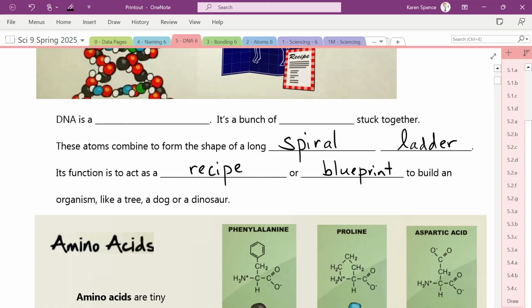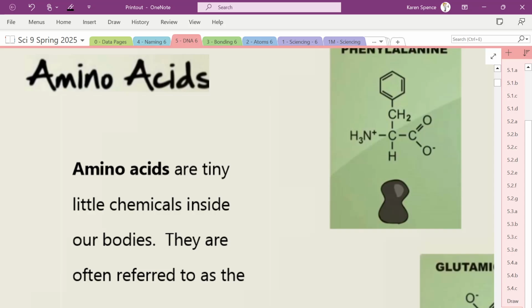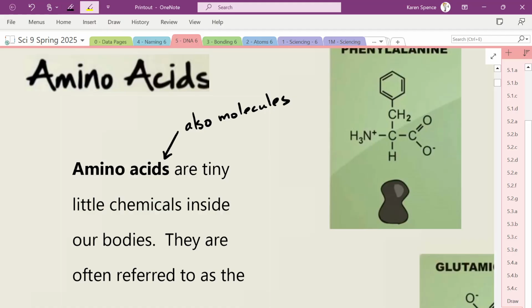And now we are being introduced to the word amino acids. Amino acids are tiny chemicals. They are also molecules, but they're not big, they're quite small. And you can see, if we look over on the right-hand side, they've got carbons in them, hydrogens and oxygens, and they have ring structures and various things like that. You do not need to know any of the actual molecules.